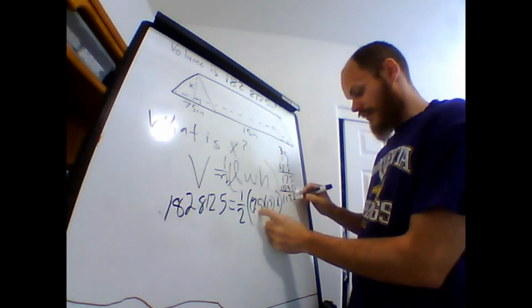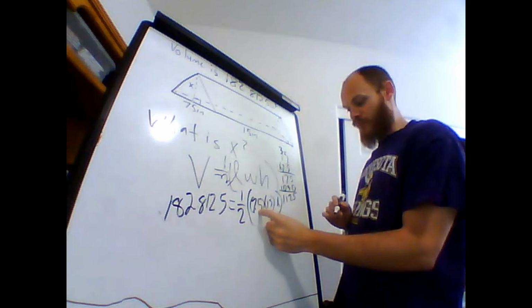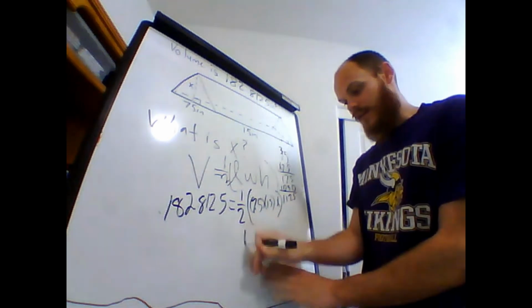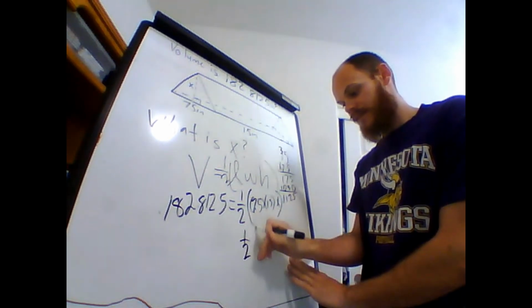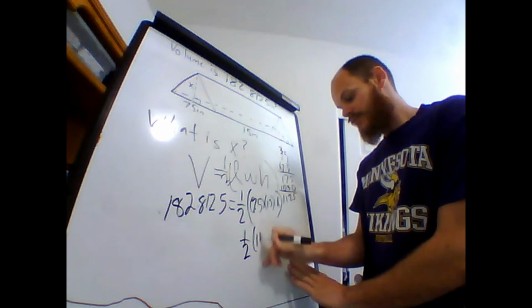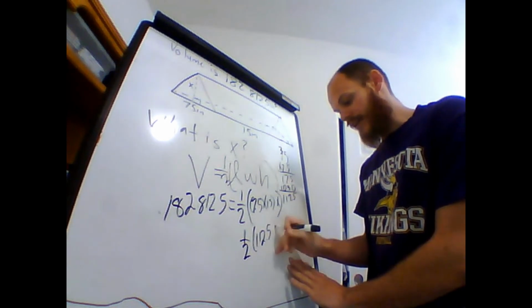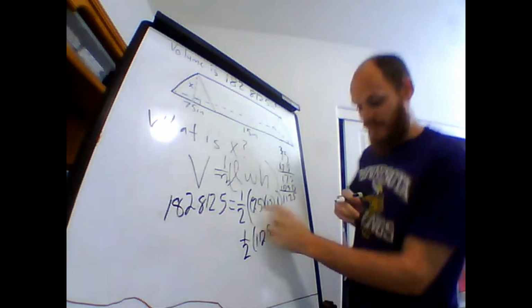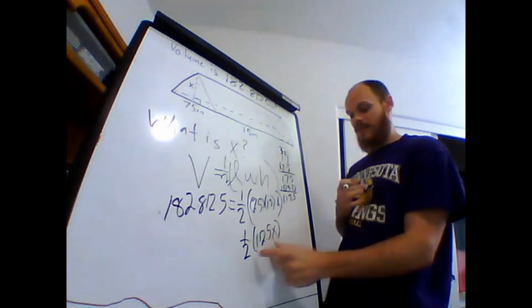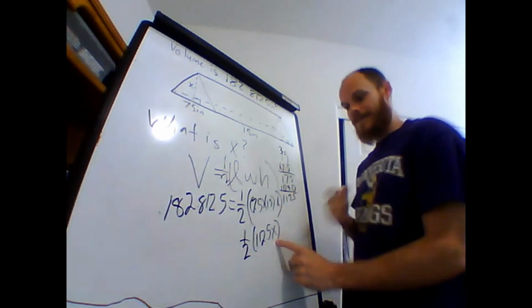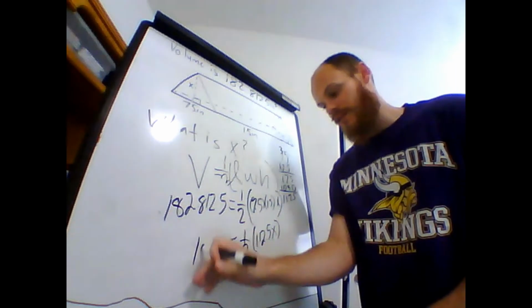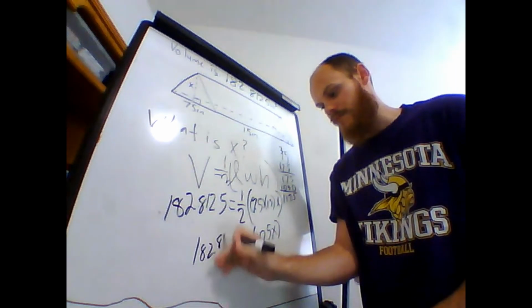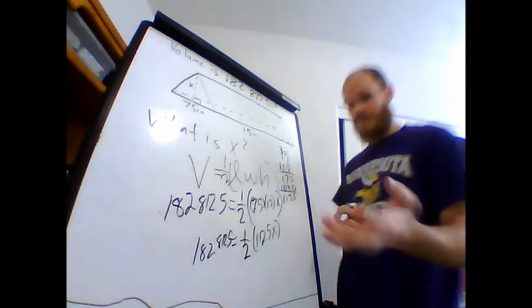So I end up getting 112.5. All right, so I've got 1/2 times 112.5x. Now the only reason I brought the x over is if you multiply that in there, it's still just going to be this coefficient times x is equal to 182.8125. With me so far?